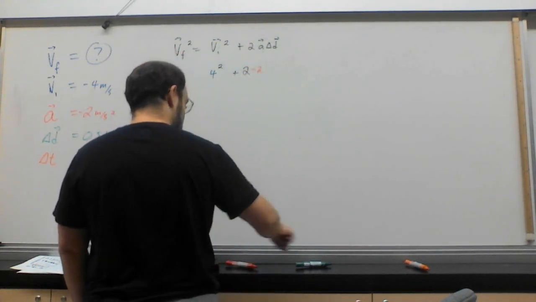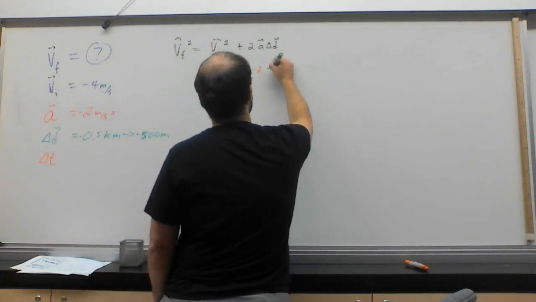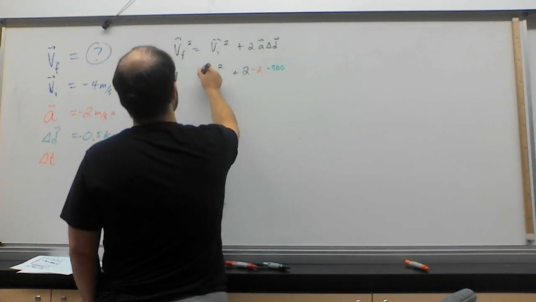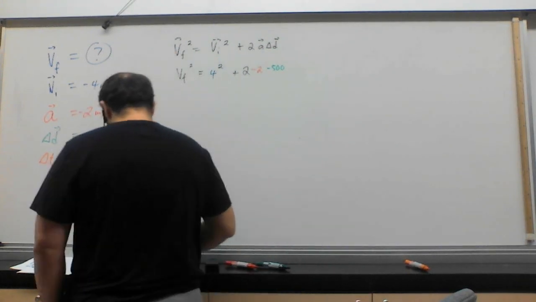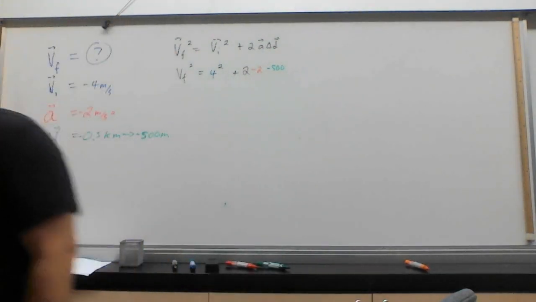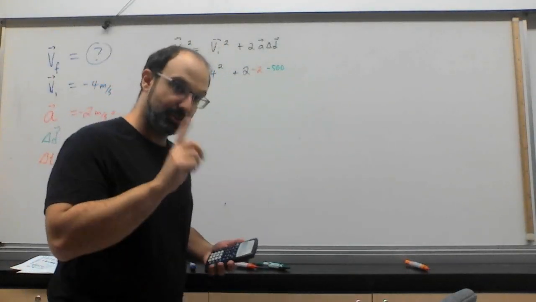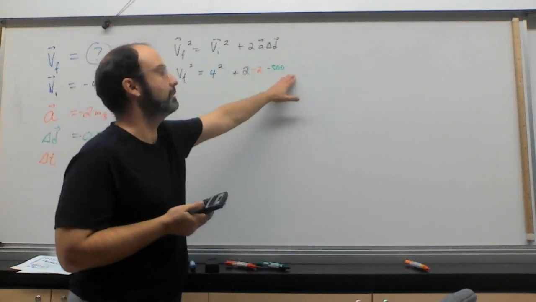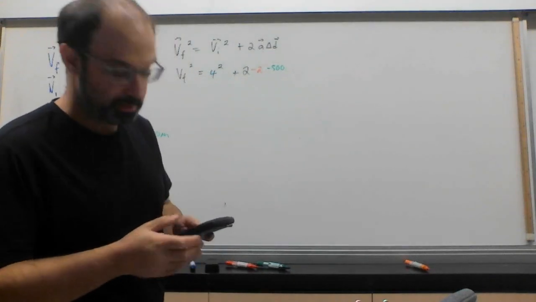And then the displacement is downhill, so it's also negative, so negative 500. All of that will equal VF squared, which we don't know. So we got to get our trusty calculator, and we start plugging in our numbers. And we got to make sure we do this in the right order, right? This is an addition, so all of this has to be multiplied together first before I add it to the 4 squared. Well, 4 squared should be easy, right?